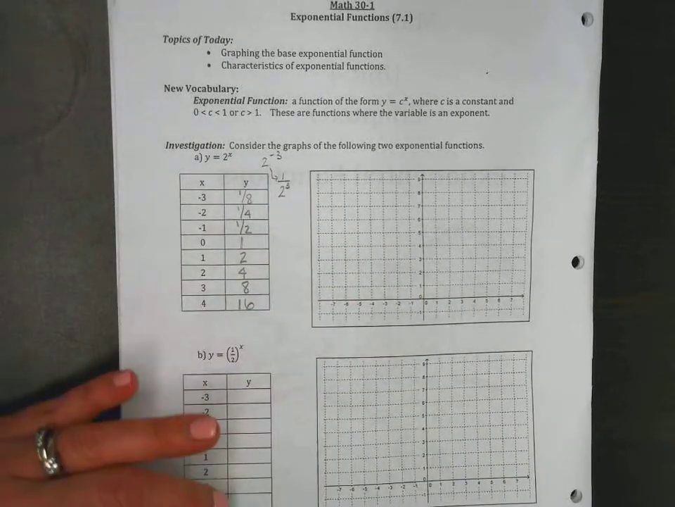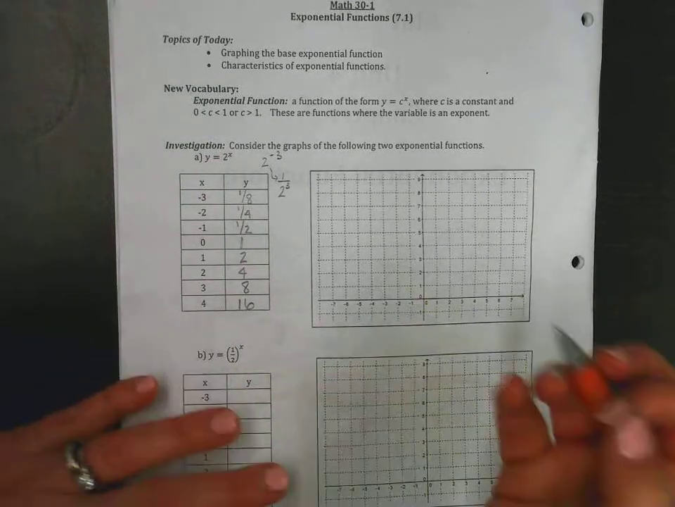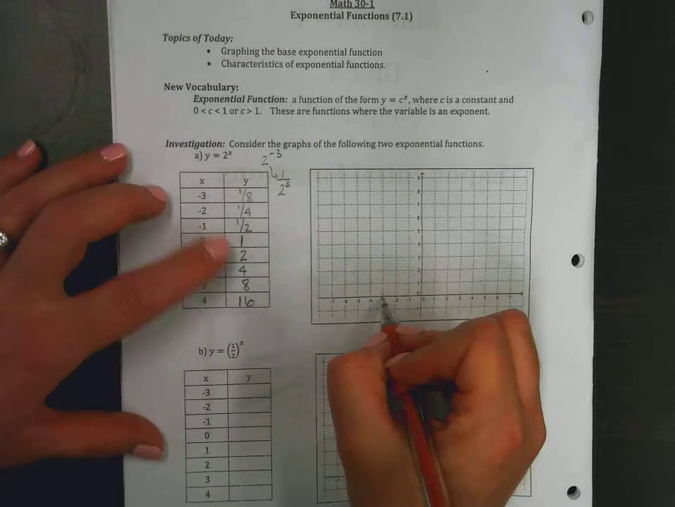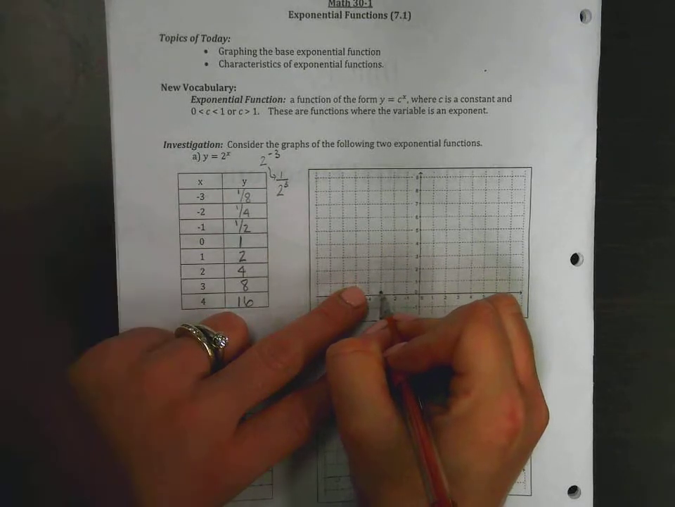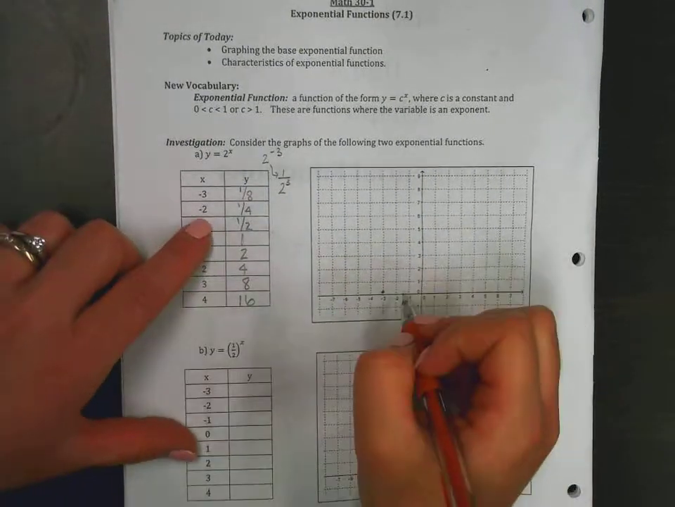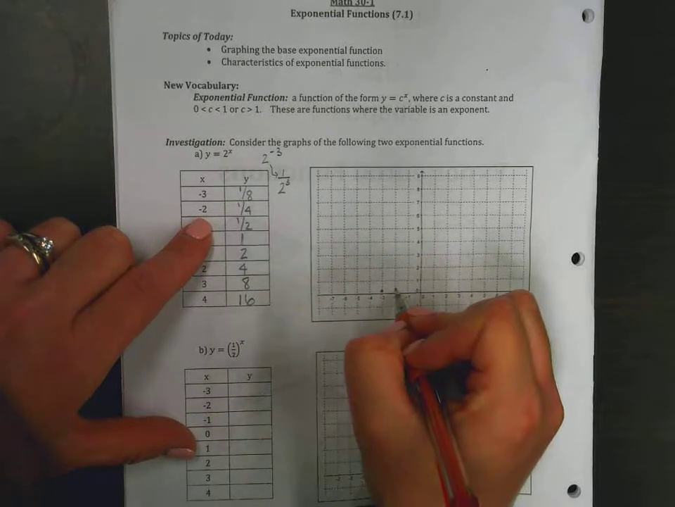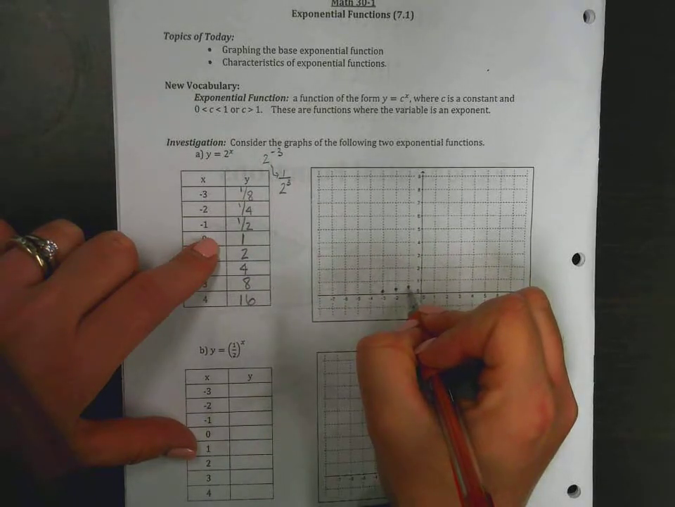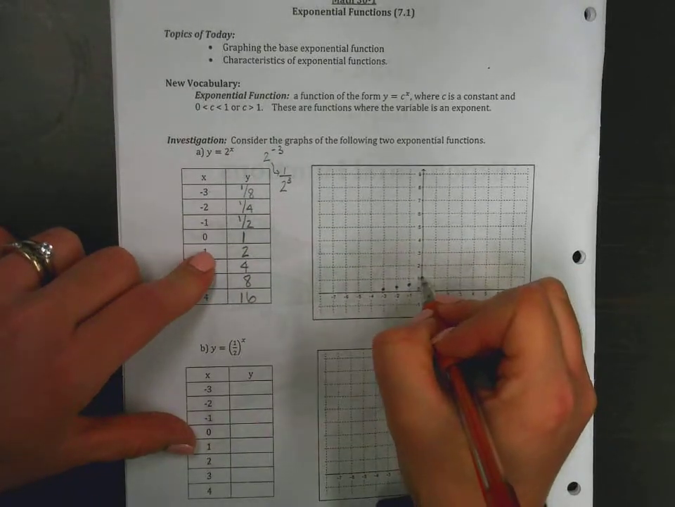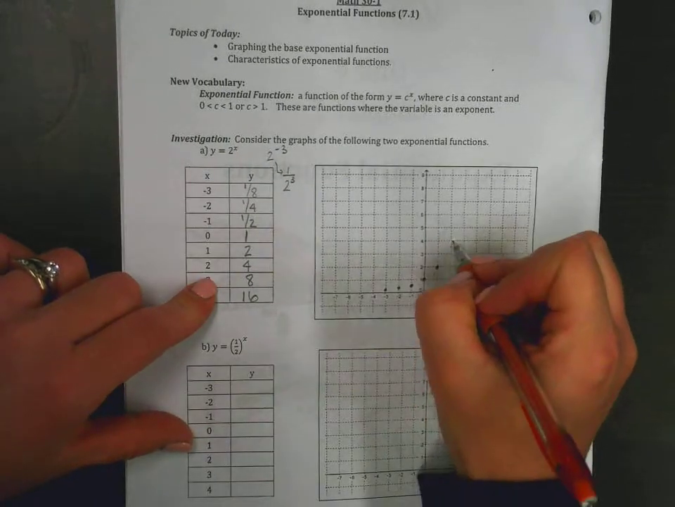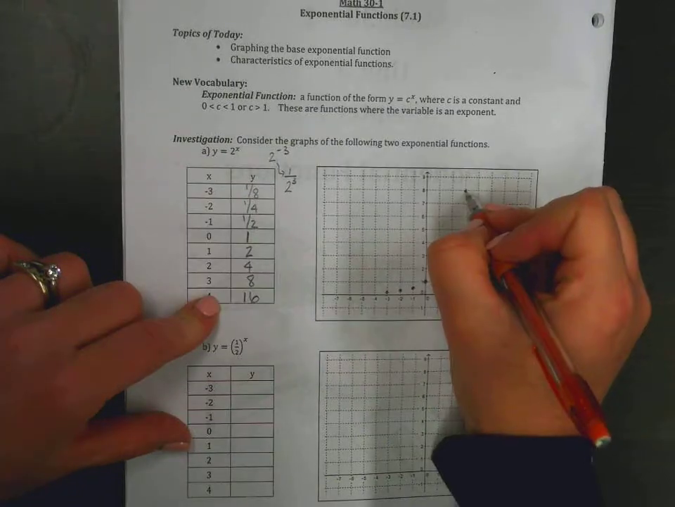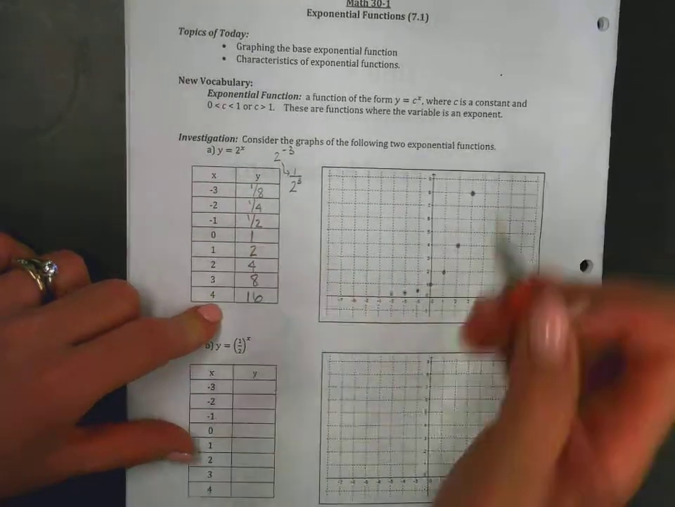So if I were to start to plot these points, when x is negative 3, my y value is 1/8, so a fairly small value. When x is negative 2, it's 1/4, negative 1 is 1/2, at 0 it's 1, at 1 it's 2, at 2 it's 4, at 3 it's 8, 4 is 16, and so forth.